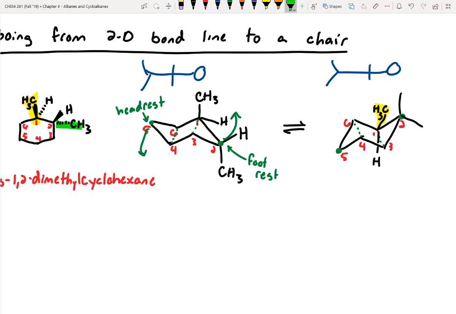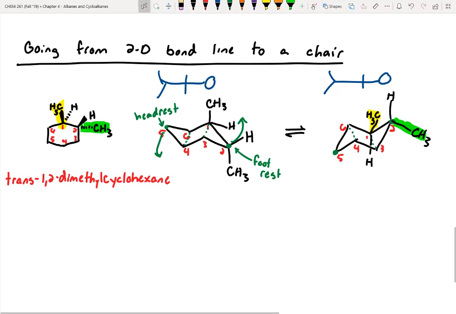So let's think about the methyl group. The methyl group in the original 2D structure was a dash. It should be pointed further away from our eye. Will that be axial or equatorial? Let's think about it. Over here, we've got this position in orange and this position in purple. Which one's further from our eye? Purple. So now we can say, all right, that means that the CH3 group must be further away from our eye in this one, and our hydrogen's right here.